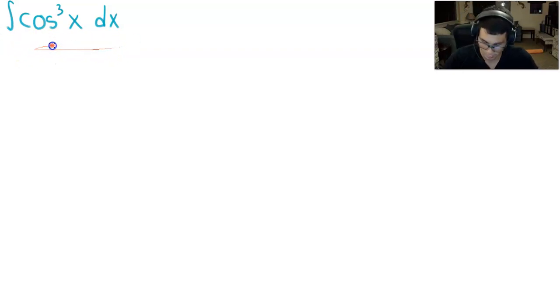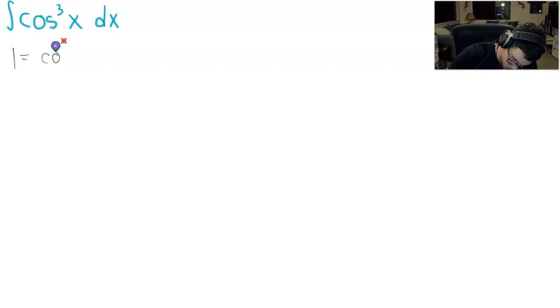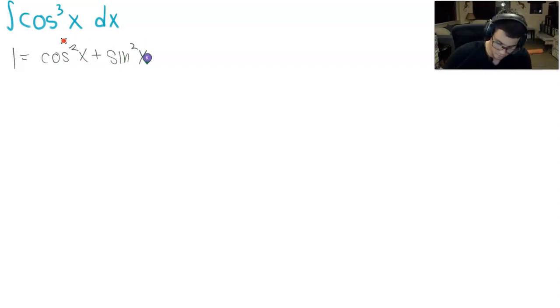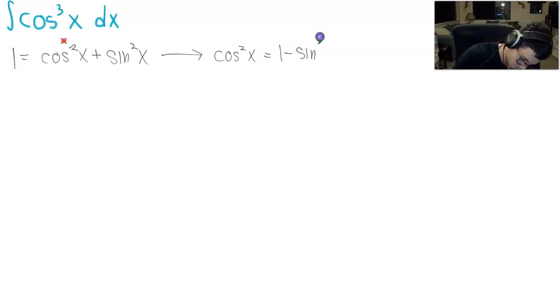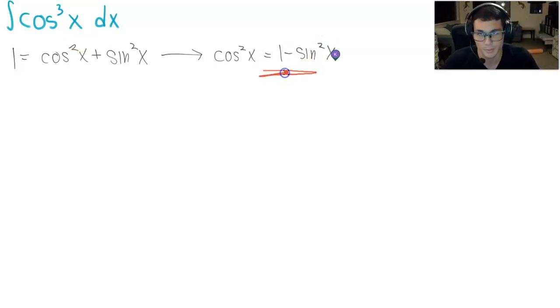Okay, cosine cubed x. Integrating this by integration by parts would be pretty hard. But what if we use our famous trig identity, 1 is equal to cosine squared x plus sine squared x? If we use this identity and rewrite it, cosine squared x is equal to 1 minus sine squared x.